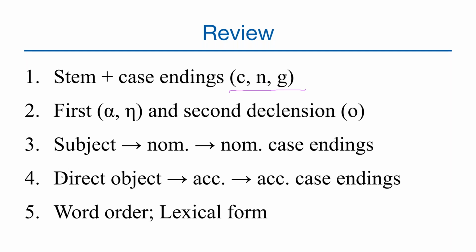So this right here is how I want you, whenever we parse something, to go through it. So case, then number, then gender. Okay. You're going to get used to that. It's just the way that we do it. We'll do it the same way every time. First declension have alpha or eta. Second declension have an omicron in the stem. The nominative is the subject and uses nominative case endings. The direct object is accusative and uses accusative case endings. Word order doesn't really matter, and we will be looking up the lexical form.